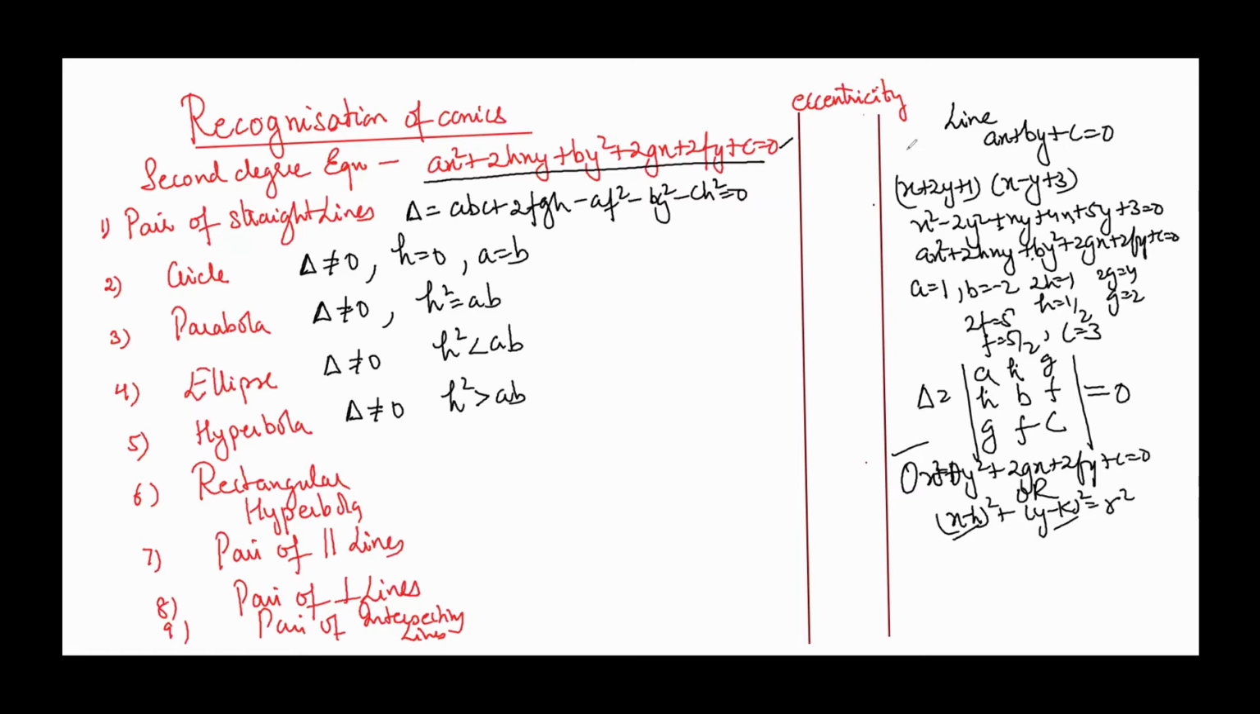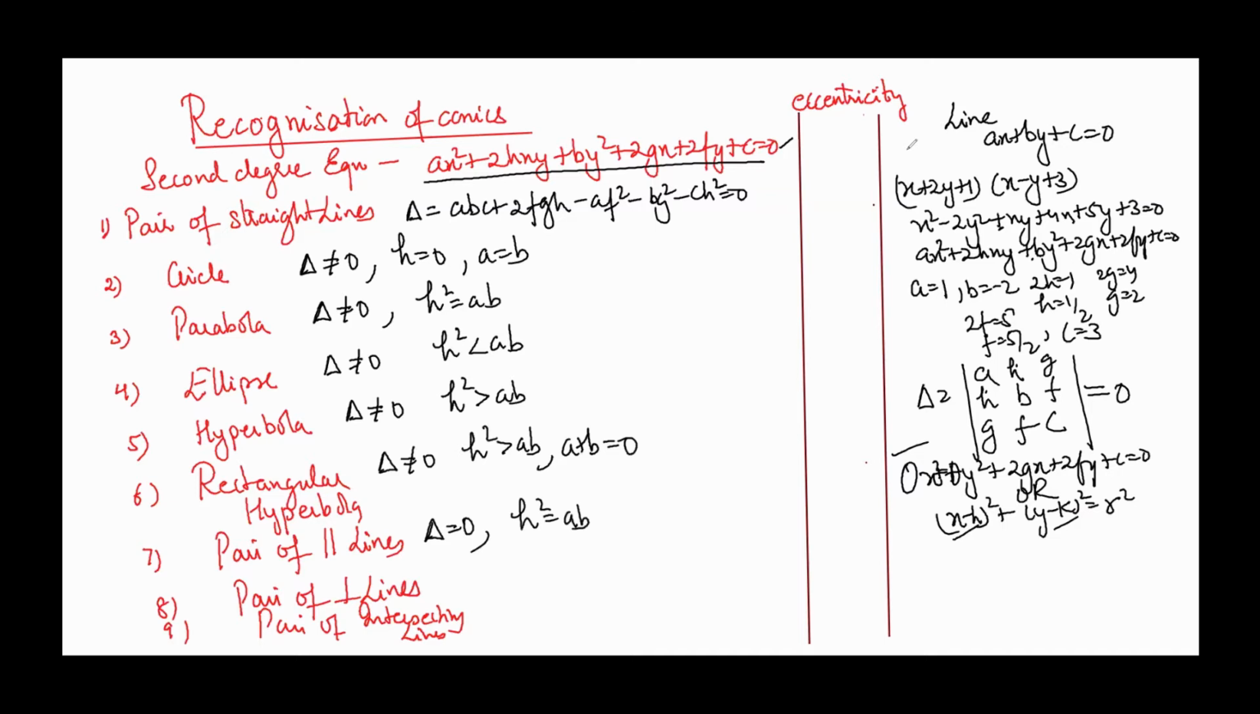Now, for rectangular hyperbola, delta not equal to 0, h square should be greater than ab, and one more condition, that is a plus b equal to 0. Then for pair of parallel lines, delta should be equal to 0, and one more condition, that is h square is equal to ab.